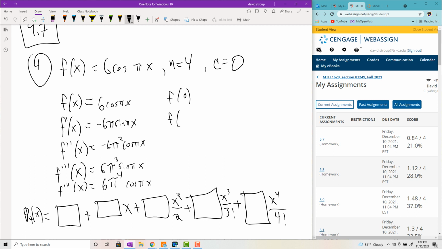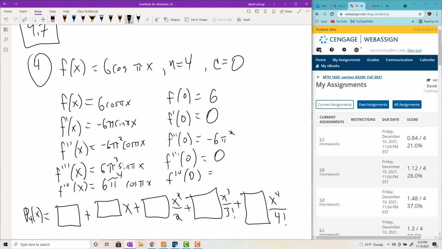Okay, so get f of 0, f prime of 0, f double prime of 0, f triple prime of 0, f 4th prime of 0. Again, at 0, you get 6. This will be 0, negative 6 pi squared, 0, 6 pi to the 4th. And then you could just copy and paste these into the blanks.